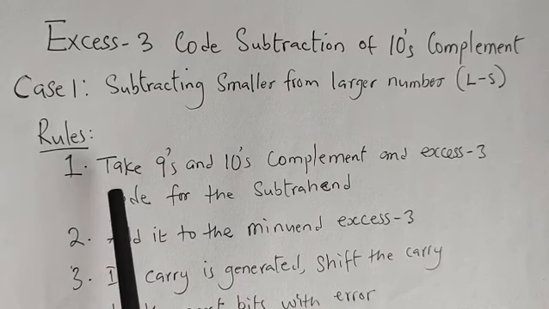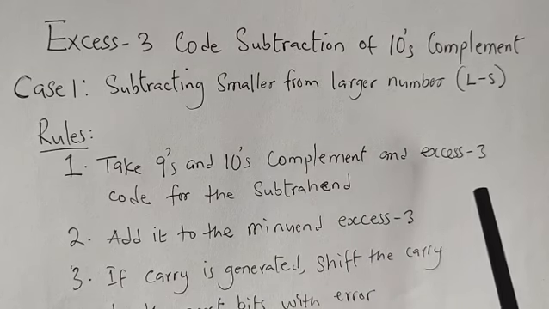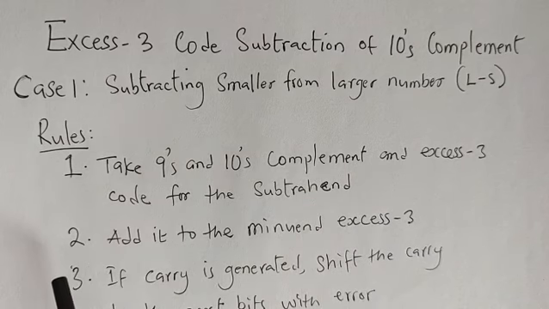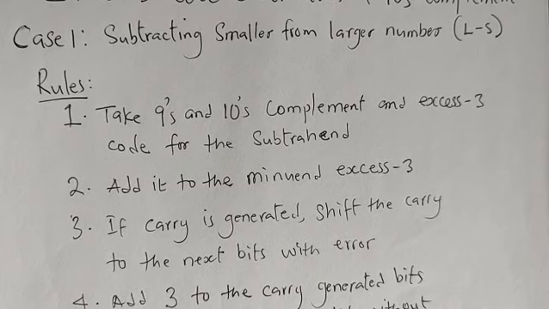Rule 1: Take the 9's and 10's complement and the excess 3 code for the subtrahend. Rule 2 says add it to the minuend excess 3 code. It means we're going to take the excess 3 code for the minuend. And let's look at what rule number 3 says. Rule number 3 says if carry is generated, shift the carry to the next bit with errors.